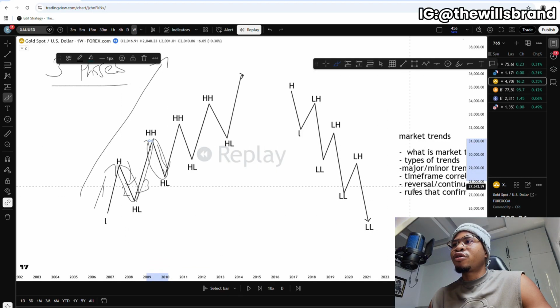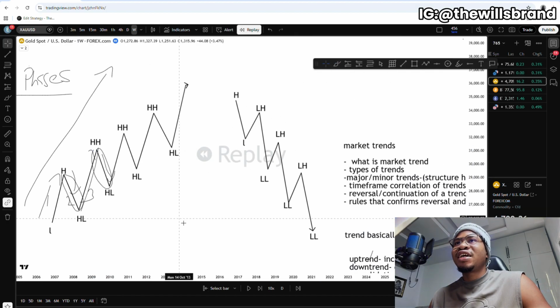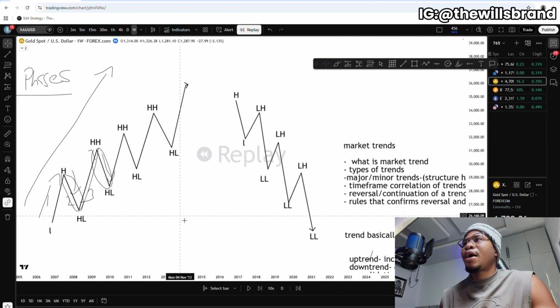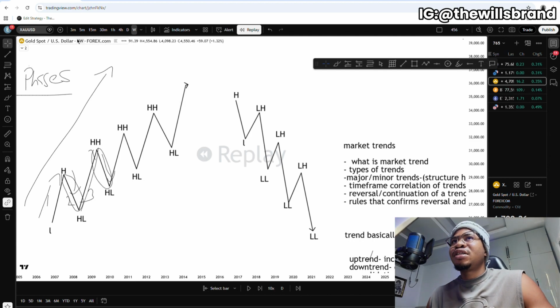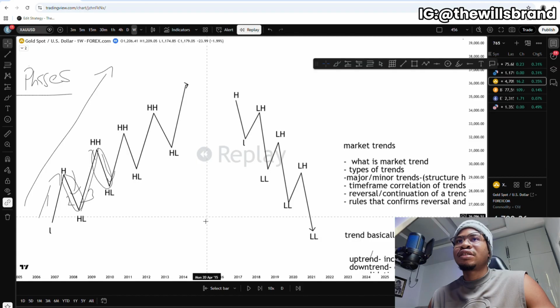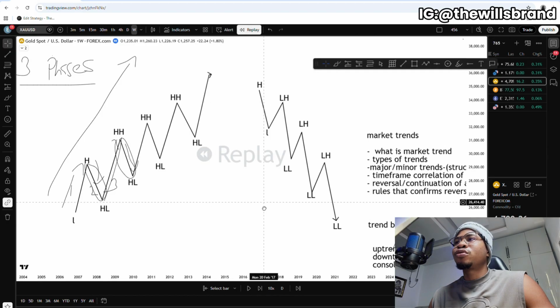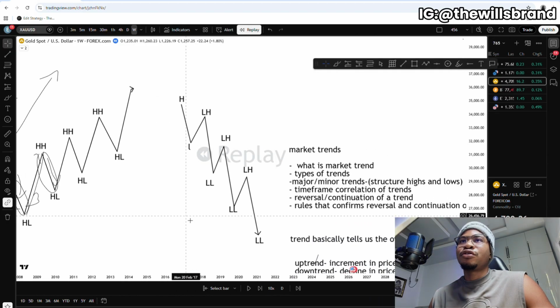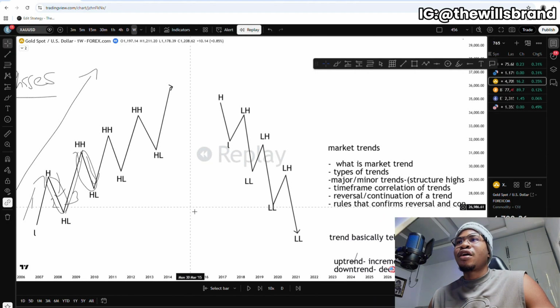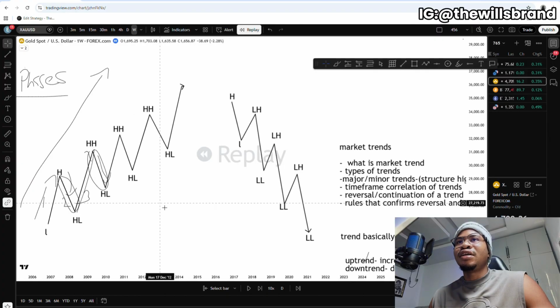Now coming to time frame correlation, this is to tell you that trends happen in any time frame. It does not happen in one specific time frame. A trend can happen in the 4 hour time frame, the 1 hour, 30 minutes, 15 minutes, 5 minute time frame. A trend can literally even happen in the one minute time frame. So how do you correlate all of these so that it doesn't confuse you? You do it better by starting with the higher time frame.